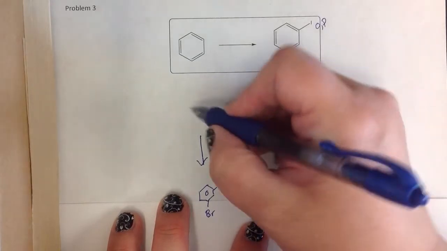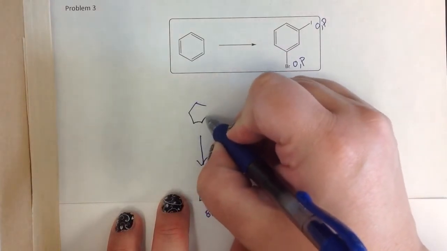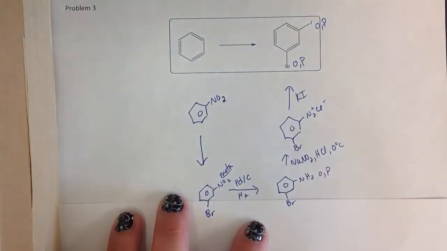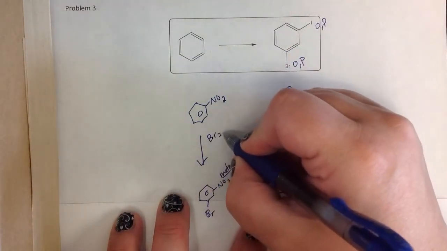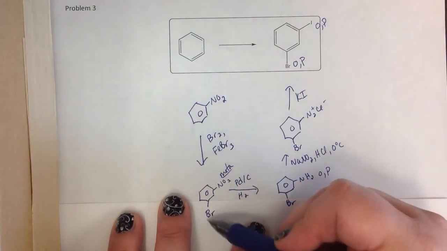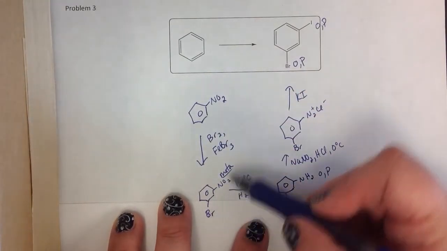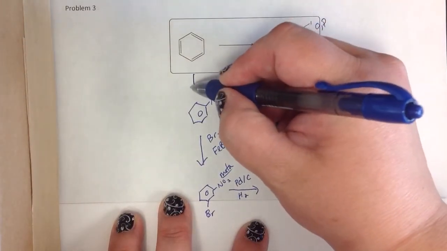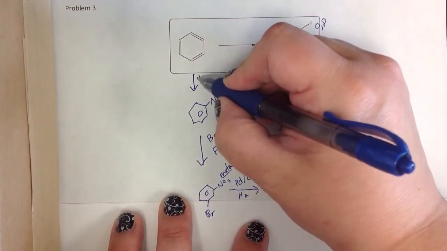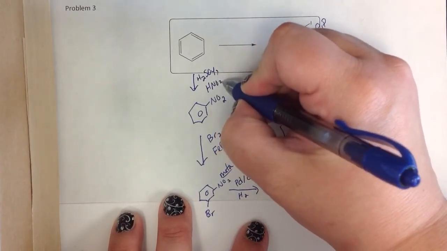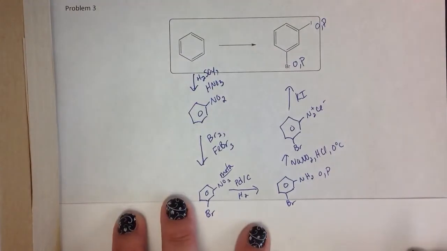Which means that we're really going to start with an NO2 group here, and then add Br2, FeBr3 to get this, and it will now come in at the meta position because this is our meta director, which means that we start with just simply H2SO4 and HNO3. And there we go, all done.